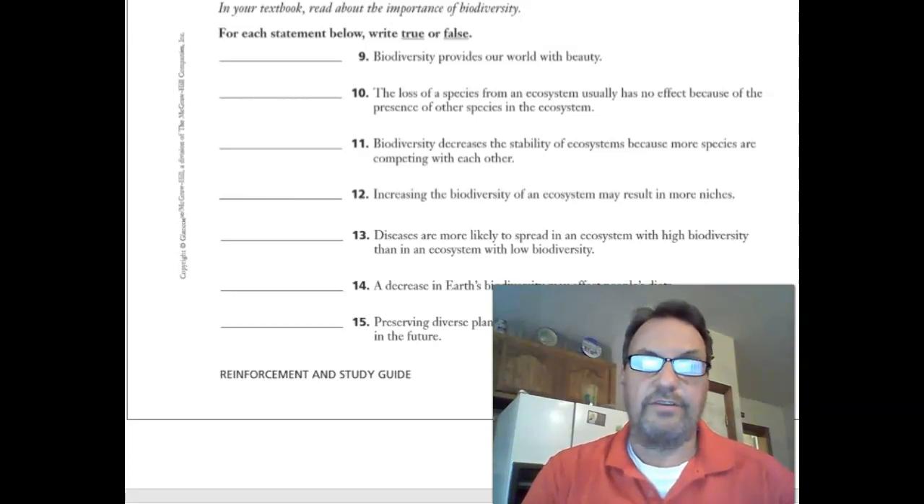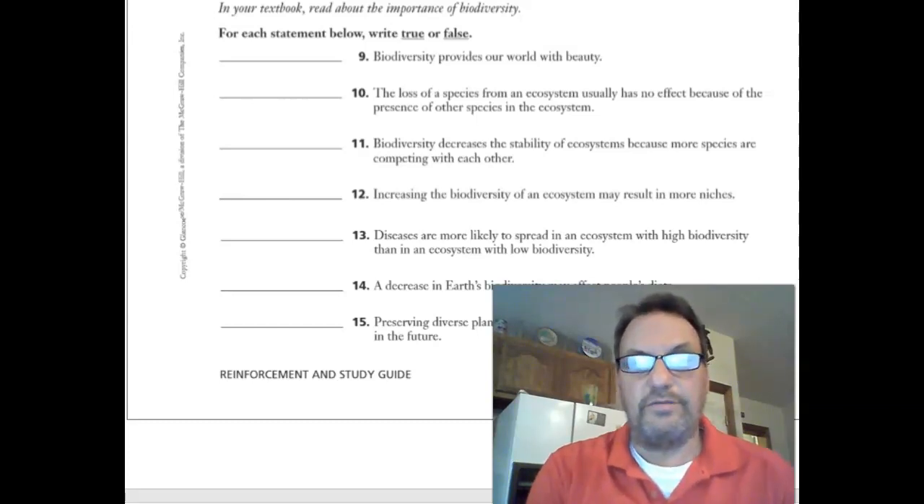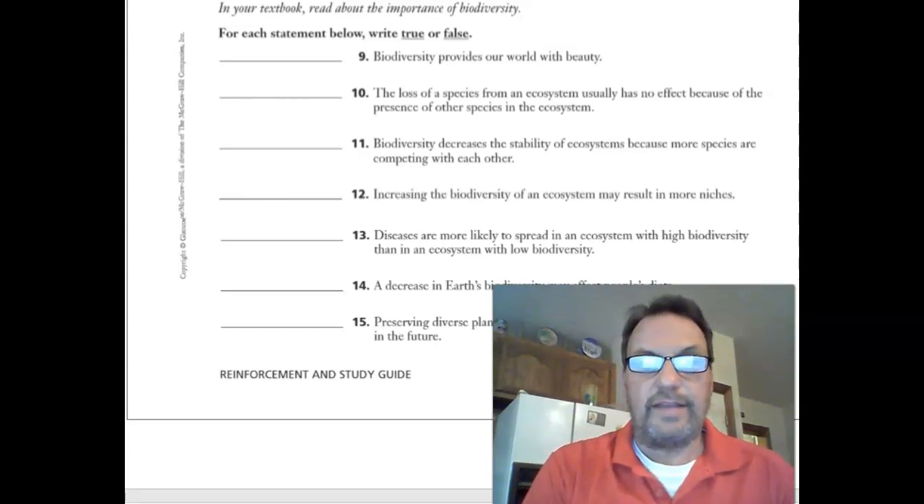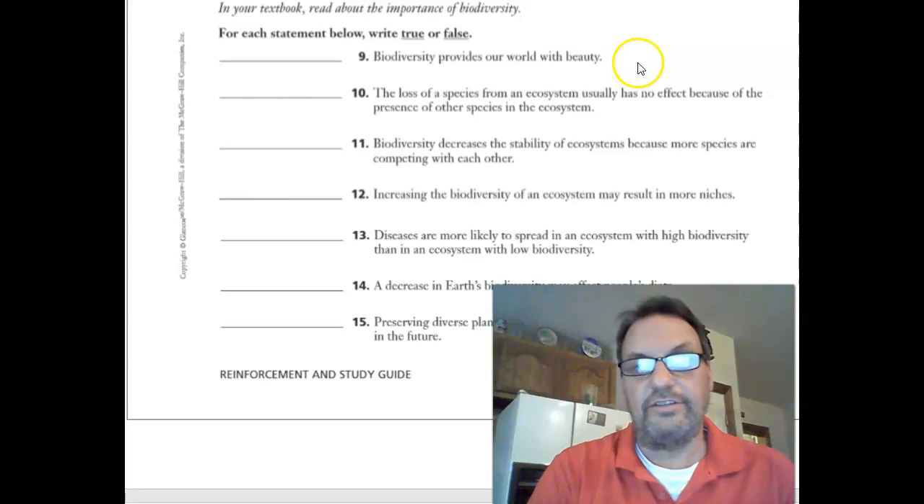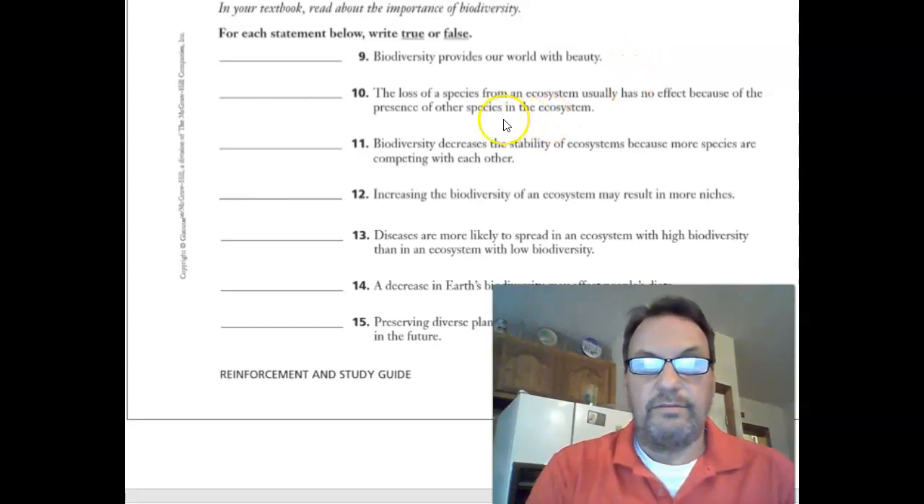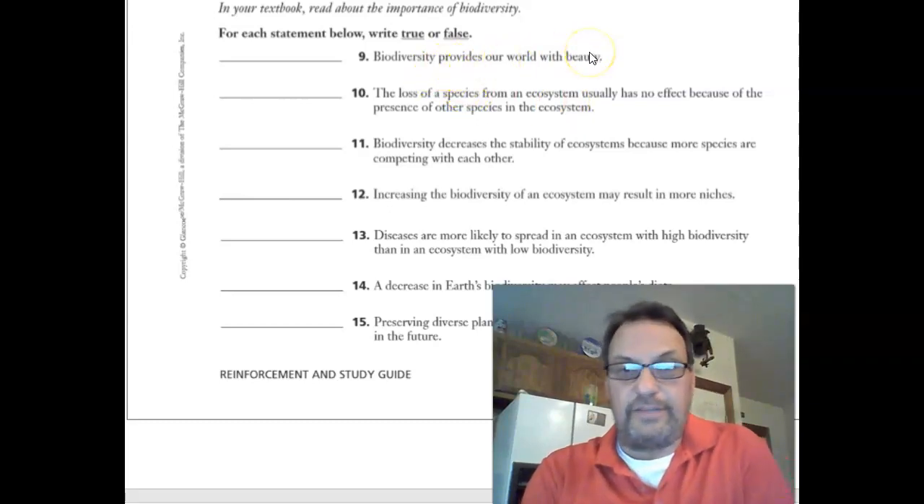We have a lot of flowers that would be used at a wedding, and some that you probably wouldn't want to take to a wedding. So thinking of beautiful things, that's definitely a different type of plant. Differences vary. Those are variations. By the way, biodiversity provides our world with beauty. That is true.